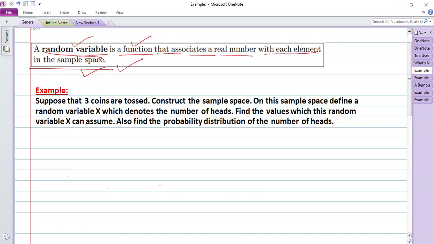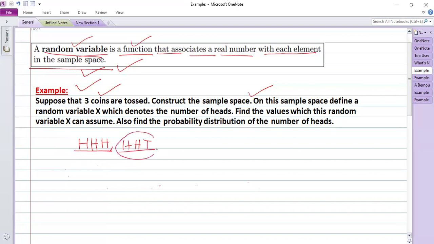To understand this definition, there is an example. We have three coins which are being tossed simultaneously. First, we have to construct the sample space. So our sample space will be head, head, head. So here we have three heads, okay? Then two head, one tail.